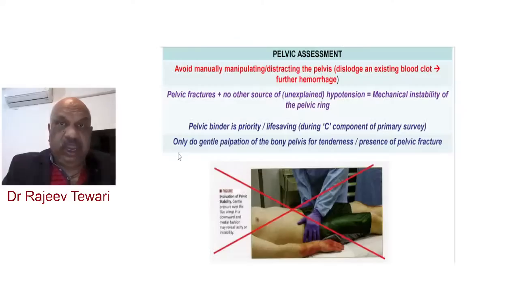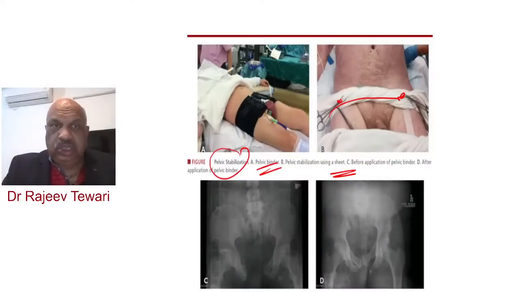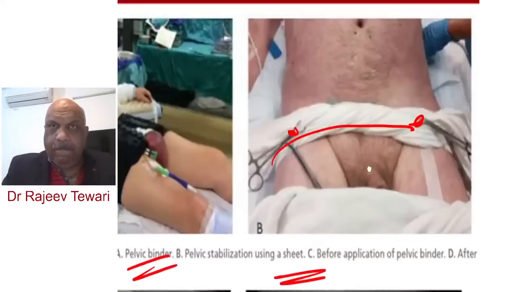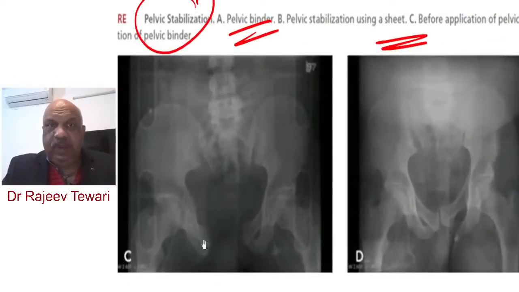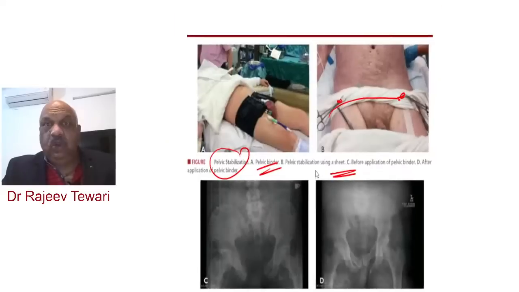Okay, and I'll show you an image. Remember the image also. This. Plain X-ray. Before, see the open pelvis, and after. Simply binder. No fixation has been done. Right? So the answer is A.